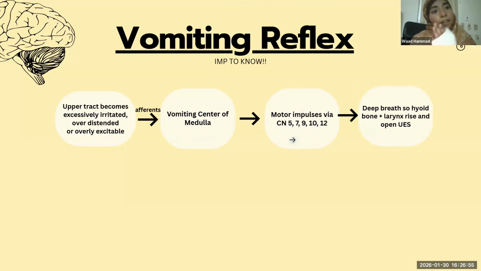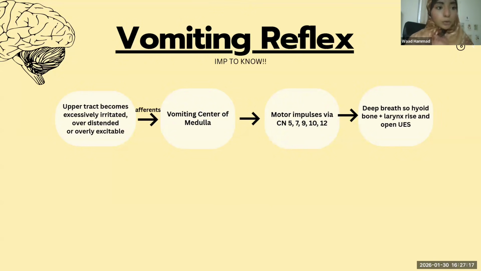Now, this is the part where I think you could be asked about, which is the sequence of what happens after all of this happens. So just to recap, afferents go to the vomiting center in the medulla, and then the medulla sends motor impulses through the cranial nerves, and then the cranial nerves cause all these actions to happen. So the first thing that happens is that you take a deep breath. When you're about to vomit, you take a deep breath.